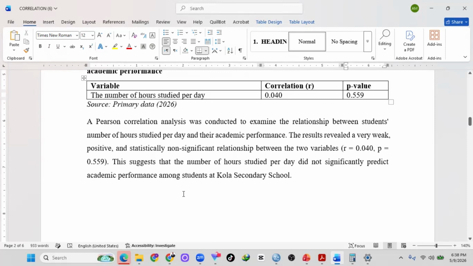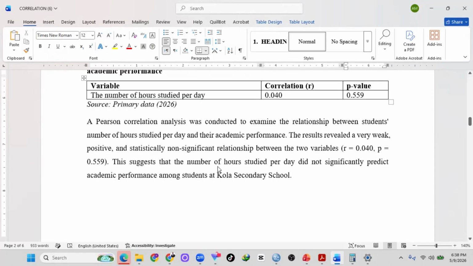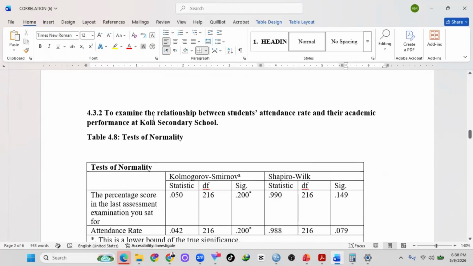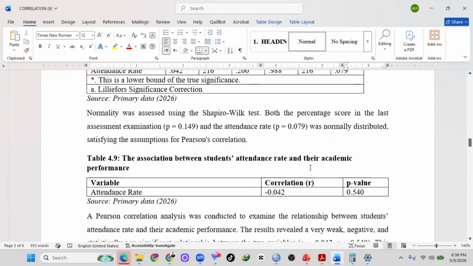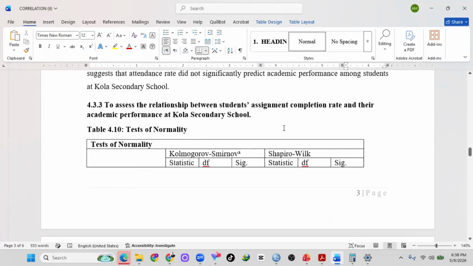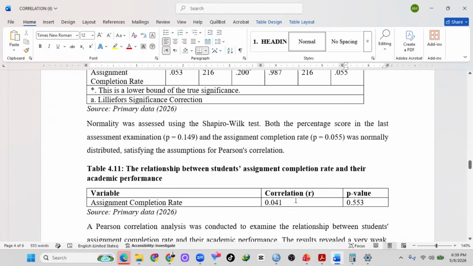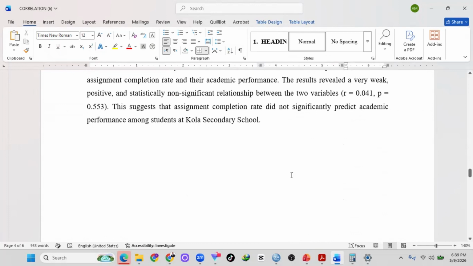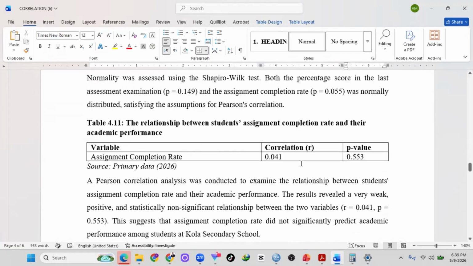So having understood this part, you are now in the know of how to analyze this data. This is what we did for this variable. We did the same exact thing for the relationship between students' attendance rate, still normality, and then the table. You will see that this one even had a negative correlation. The same thing was done for assignment completion, and this one also had a weak correlation. So this can help you see if there is a high or strong correlation coefficient, and also if the p-value is significant or not.